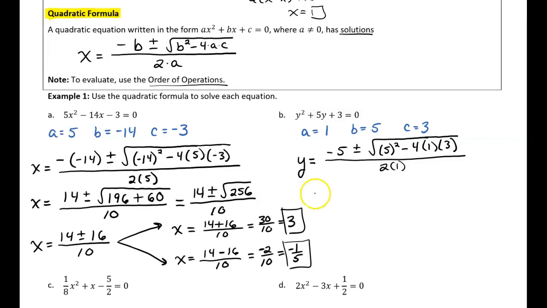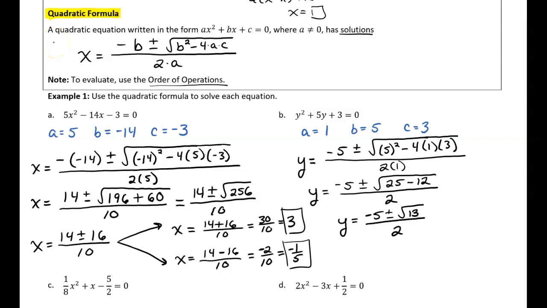Let's see what we get up top then. Let's start simplifying this. That negative b, that's going to stay negative because I don't have another negative to reduce it down. I have b squared inside, the 5 squared. That's a positive 25. This is going to stay minus, let's see, 4 times 1 times 3. So that's minus 12 divided by 2.